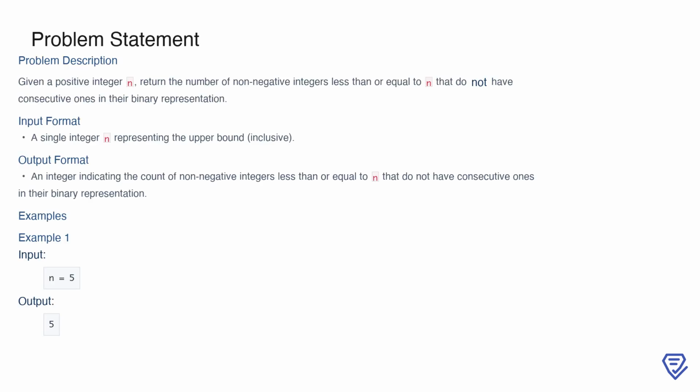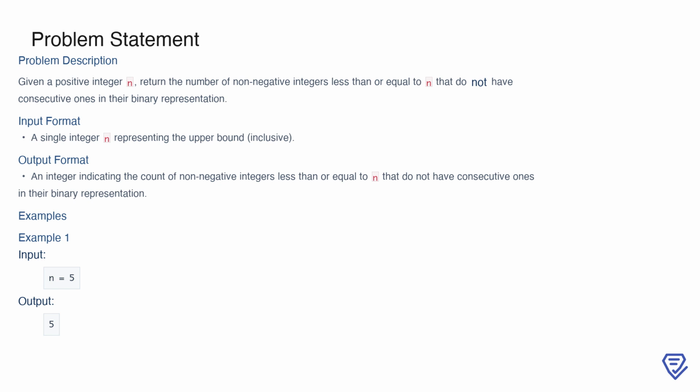The goal of this problem is to determine how many non-negative integers, up to a given number n, do not have consecutive ones in their binary representation. To clarify, we are working with numbers from 0 to n inclusively, and for each number, we will examine its binary form. If any two adjacent digits in the binary representation are both ones, that number is excluded. The input will be a single integer n, which specifies the upper bound of our range. The output is an integer representing the count of all valid numbers within this range that meet the criteria.